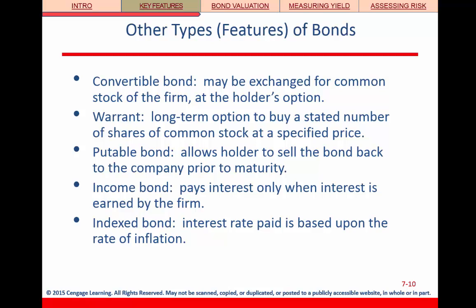An income bond is the type of bond where the company only has to pay interest when interest is earned by the firm. So it's kind of unique. And then an index bond is just where the interest rate is paid based upon the rate of inflation. So right now in my investment portfolio, I have some Treasury inflation-linked securities. So it's going to help me get close to the Treasury yield just for a safe part of my investment, but it's inflation linked so that if inflation goes up, my purchasing power is kept the same.